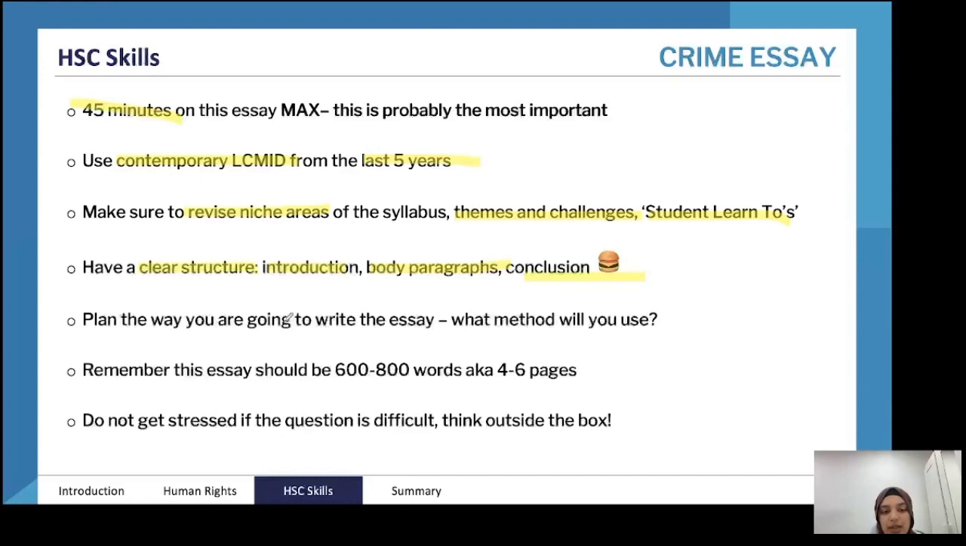Plan the way that you're going to write the essay. What method will you use? It's completely up to you. You can do cases, you can do different topics or different subtopics. You can have it in a lot of different ways, so it's up to you which method you use to write it. For some people it also depends on the type of question that you get, but that's something to keep in mind. Remember, this essay should be 600 to 800 words, which is about 4 to 6 pages. So keep that in mind when you're going through it and when you are practicing.